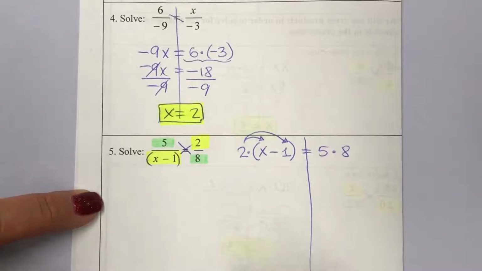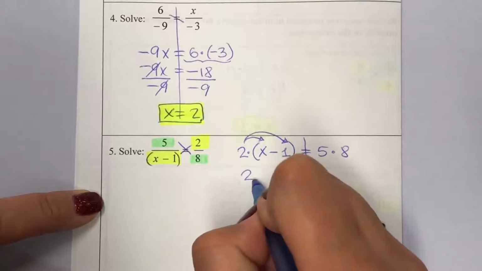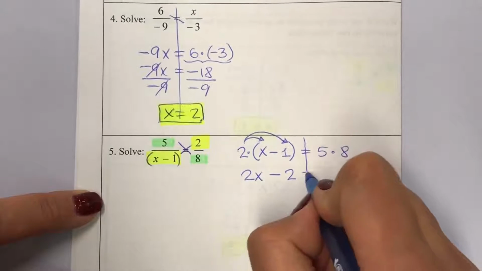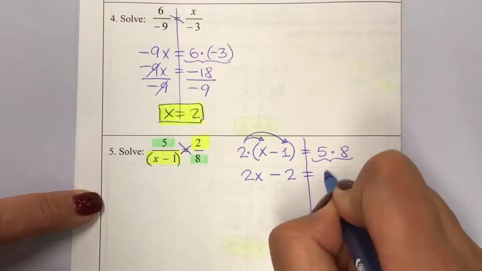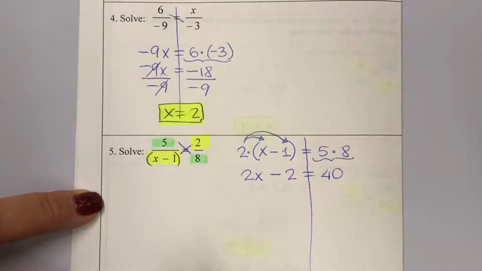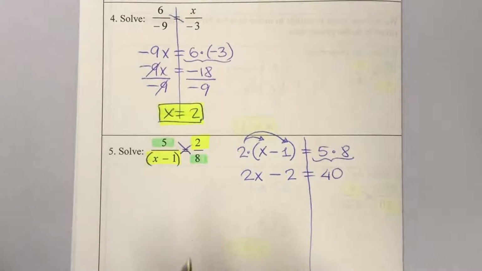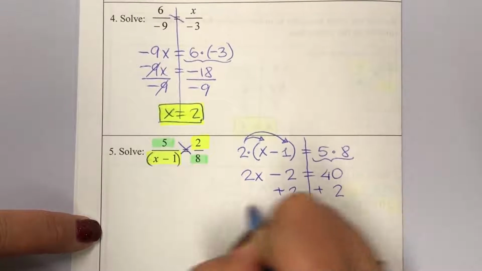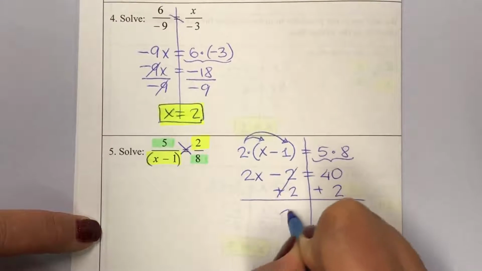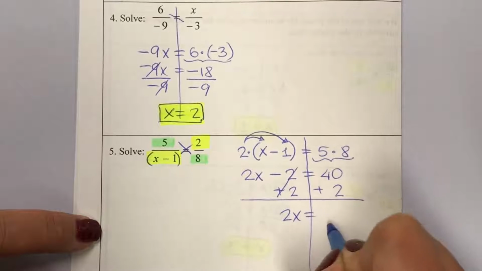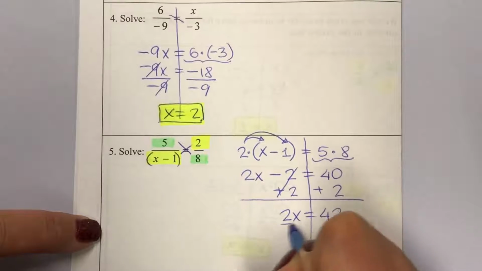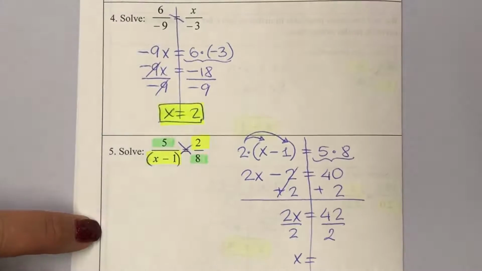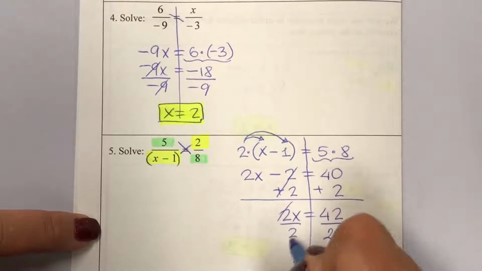So first step would be to distribute. 2 times x is 2x, minus 2 times 1, 2, equals 40. In order to solve, now we use inverse operations, plus 2 on both sides. Bring down 2x, 40 plus 2, 42. Dividing by 2 gives us the value of the variable 21.